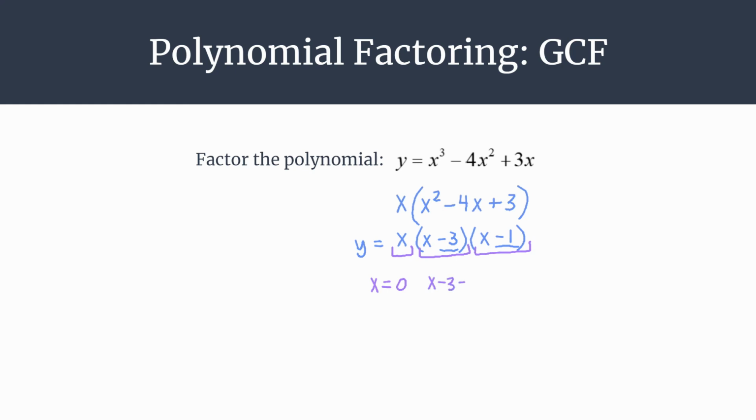We have x minus 3 equals 0. Solving that quickly, we'll see 3 should be another x-intercept. And the x minus 1 factor gives x equals 1 as an x-intercept. So again, this will be a really helpful skill for when you're graphing.